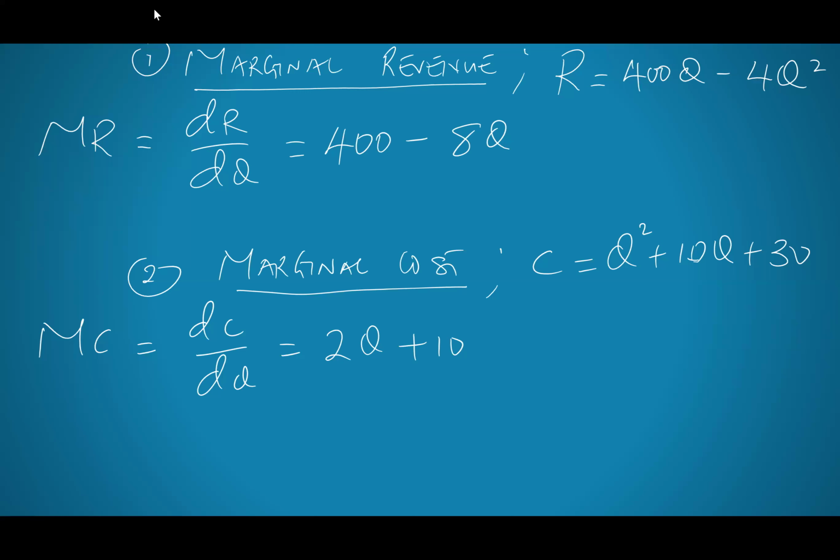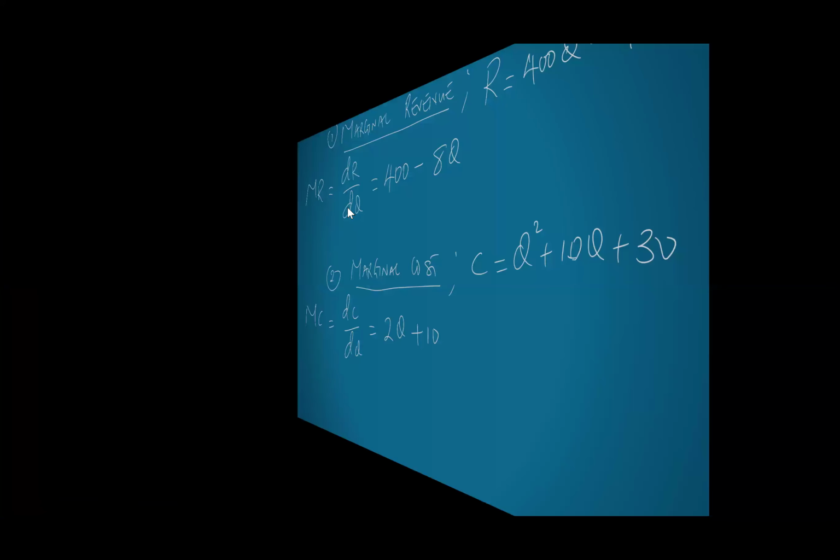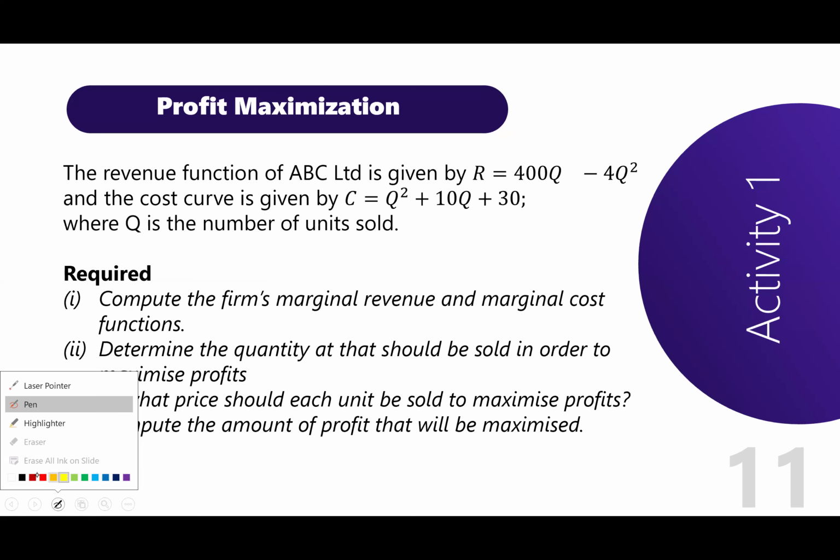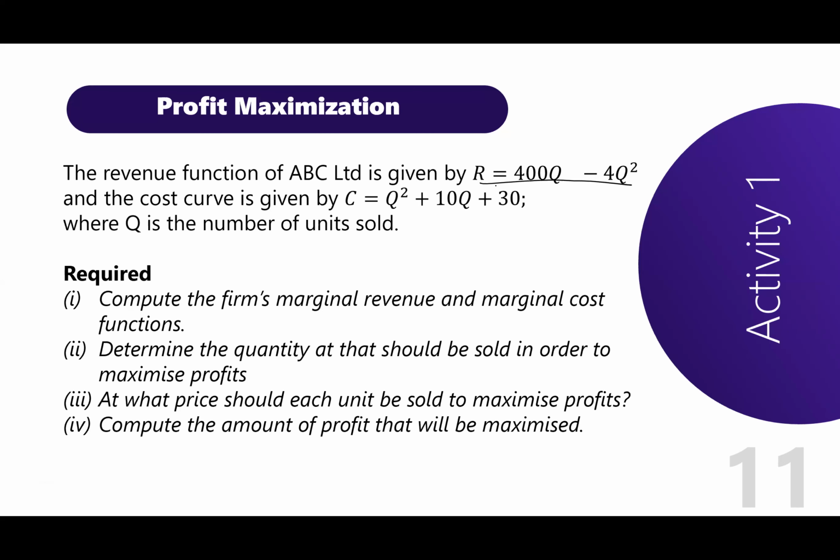All right, so it looks like the figures are confirmed. Marginal revenue, isn't it, for Q? That's 400Q. I want you to look at the question clearly. This is 400Q minus 4Q squared.